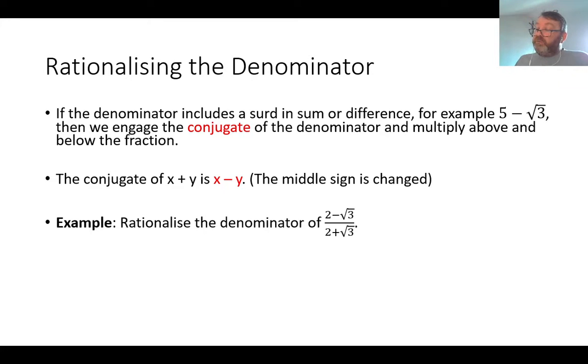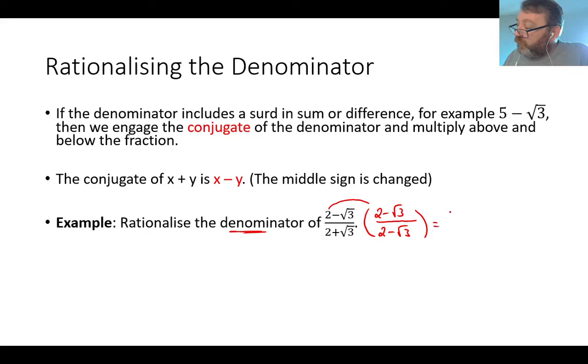So let's take a look at this one here. Rationalize the denominator of 2 minus root 3 over 2 plus root 3. Now, rationalize the denominator. So what I'm going to do here, it's not good enough for me just to multiply across by root 3, because the root 3 is part of a sum. So because it's part of a sum, I'm going to engage the conjugate. And the conjugate of the denominator, 2 plus root 3, is 2 minus root 3. And again, the same rule. If I multiply the bottom by 2 minus root 3, I've got to multiply the top by 2 minus root 3.